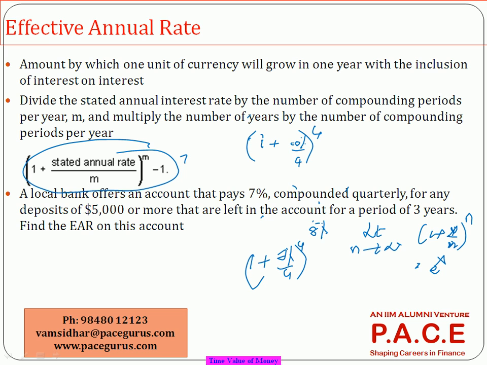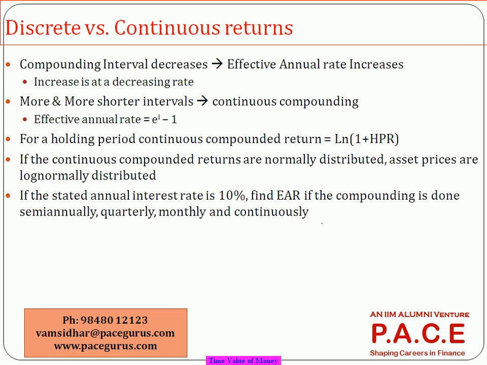Right? So that's it on the effective annual rate. Now we have also discussed discrete versus continuous. You are increasing the frequency of compounding, effective annual rate is increasing, which we have seen. But that increases at a decreasing rate.